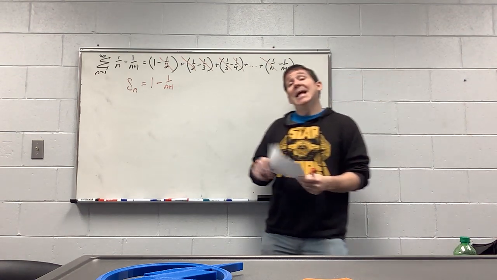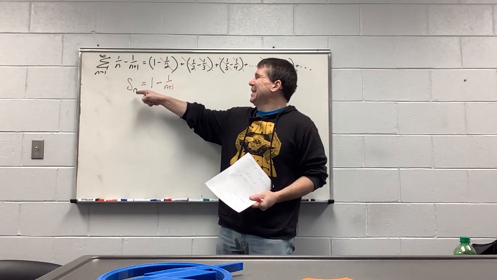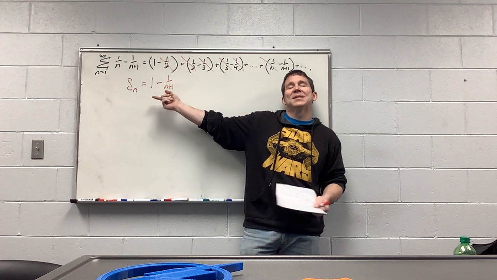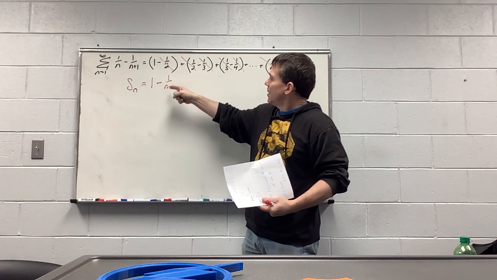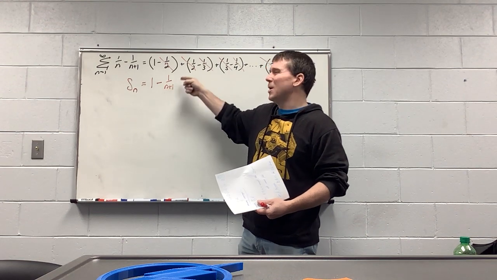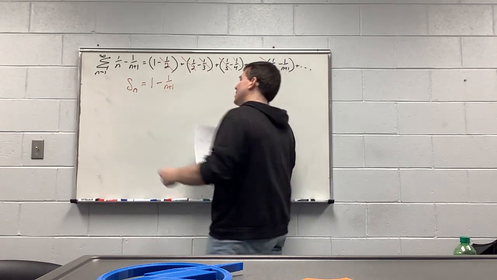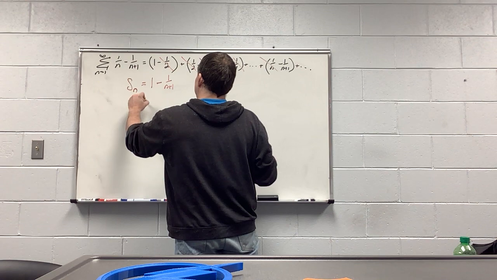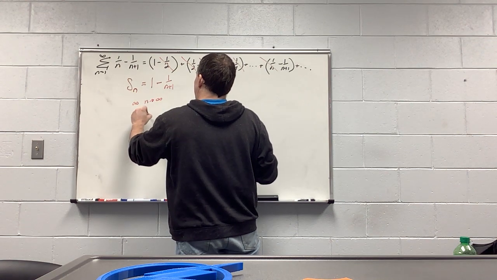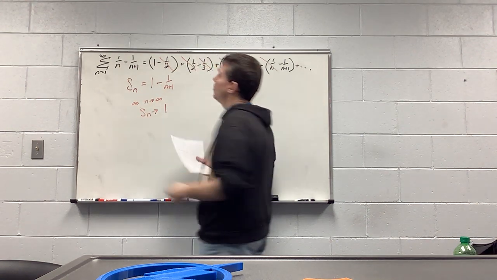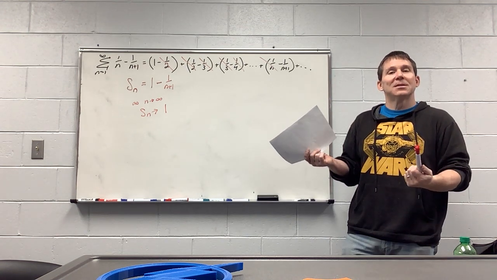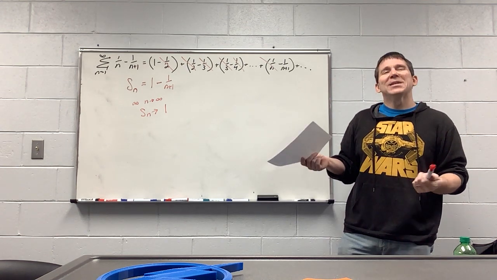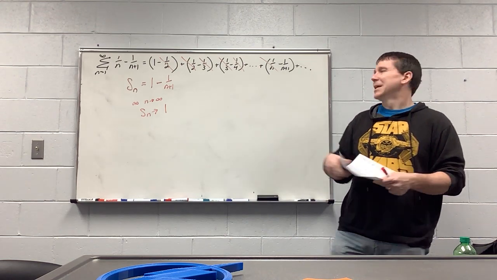But then, if I care about finding the limit of this sequence of partial sums as n approaches infinity, well, as n approaches infinity, 1 over n plus 1 approaches 0. So as n approaches infinity, S sub n approaches 1. And it converges. I always kind of like this.